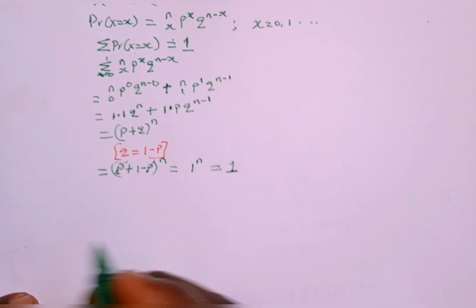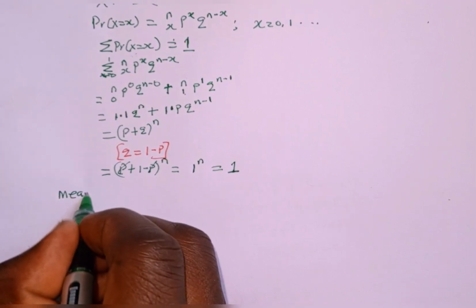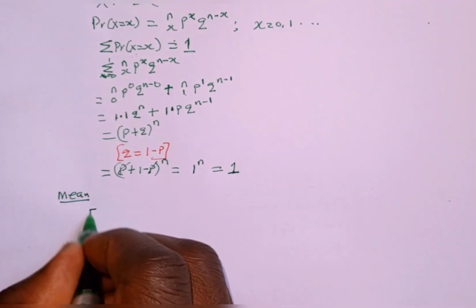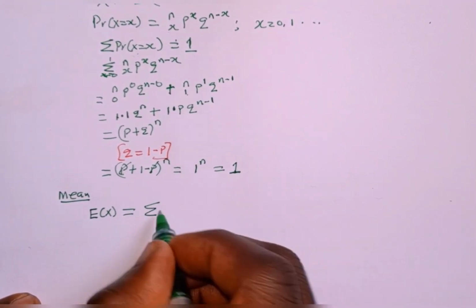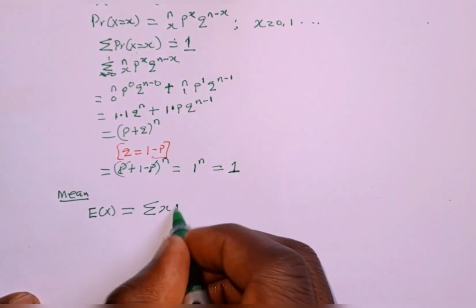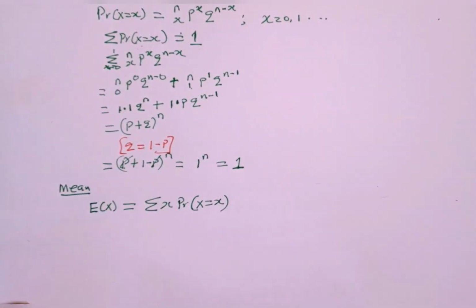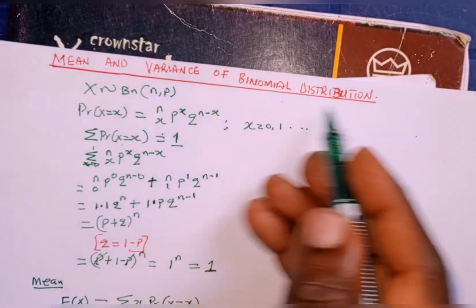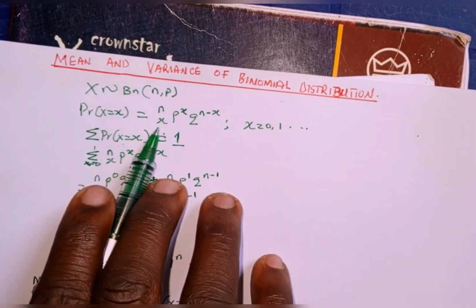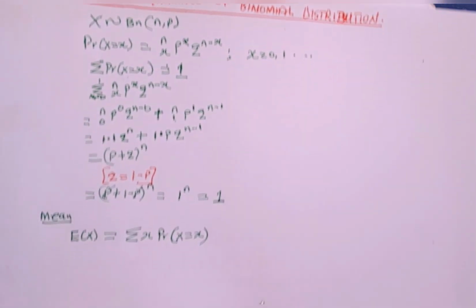Now we are going to the main thing, which is the mean and the variance. So first, we are starting from the mean. And the mean, we call it the expected value of x, which is equal to the summation of x multiplied by probability of x equal to x. So remember that probability of x equal to x for the binomial distribution is n combination x, p to the power x, q raised to the power of n minus x.